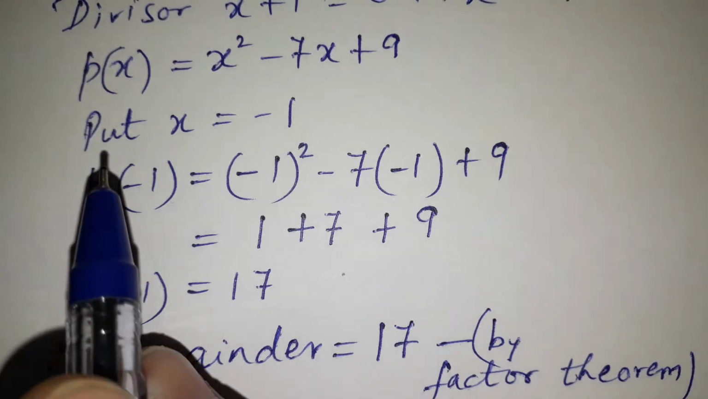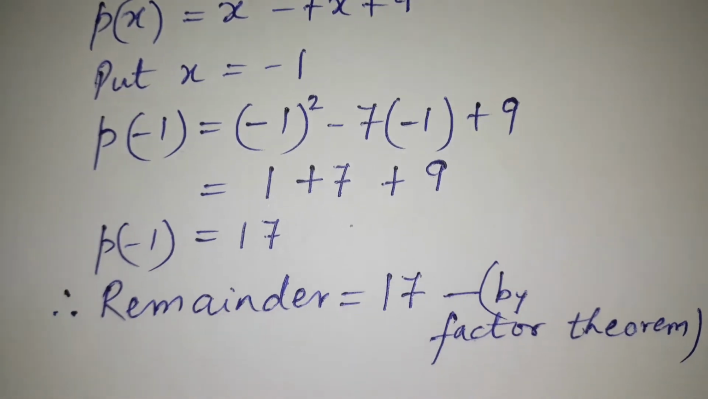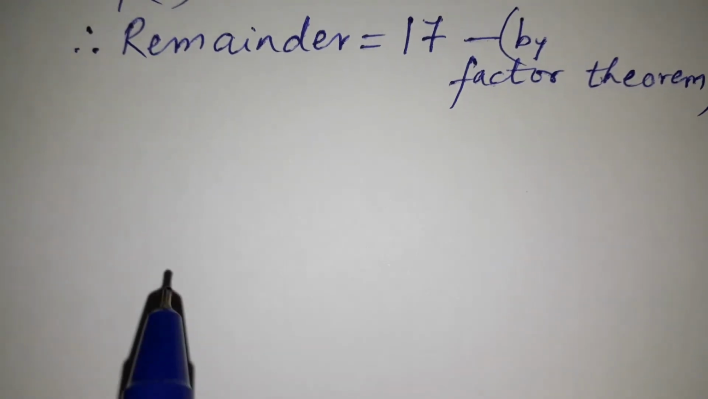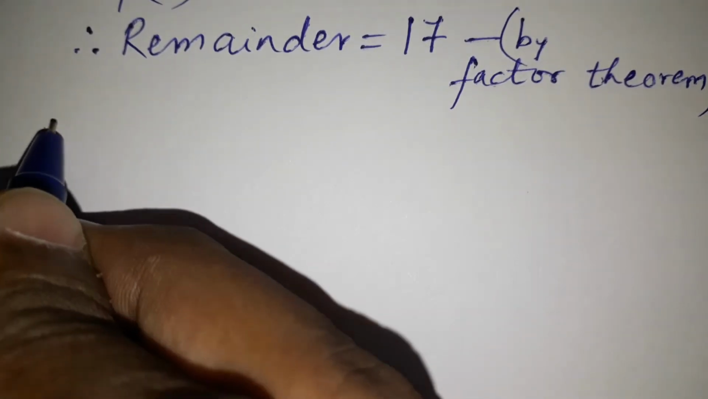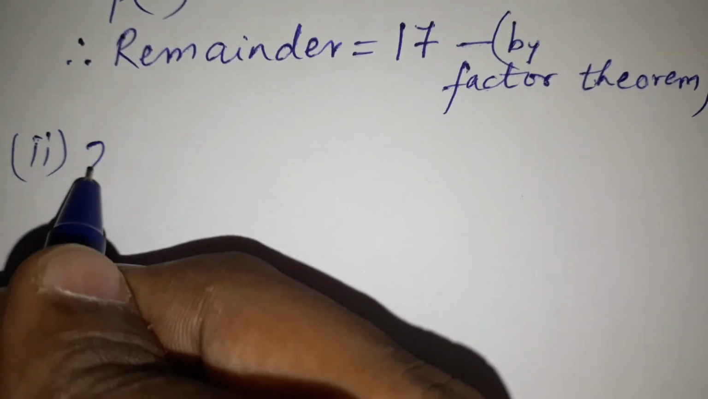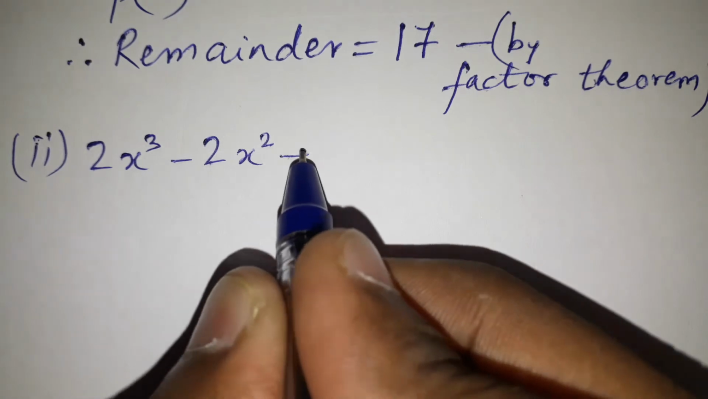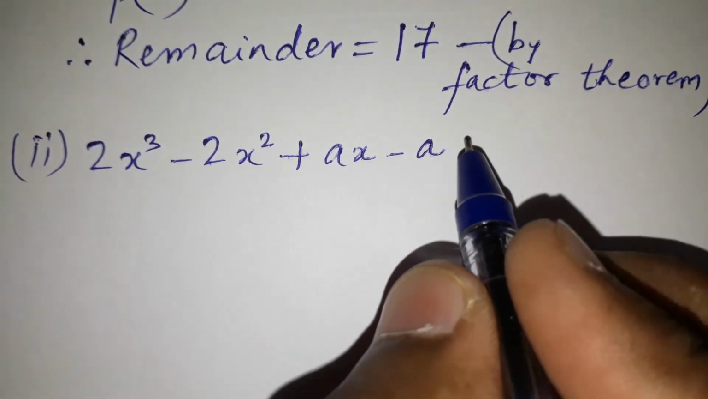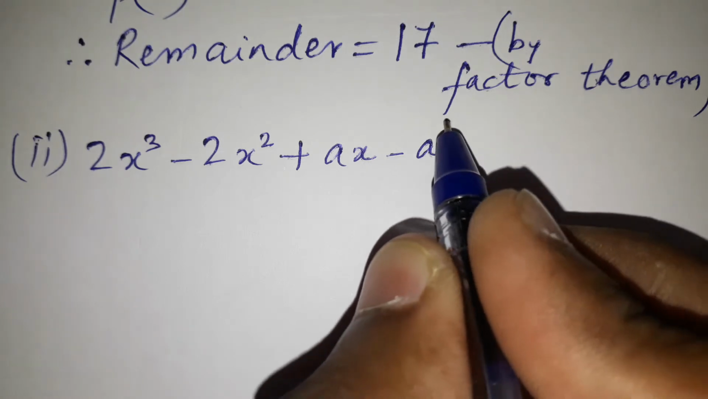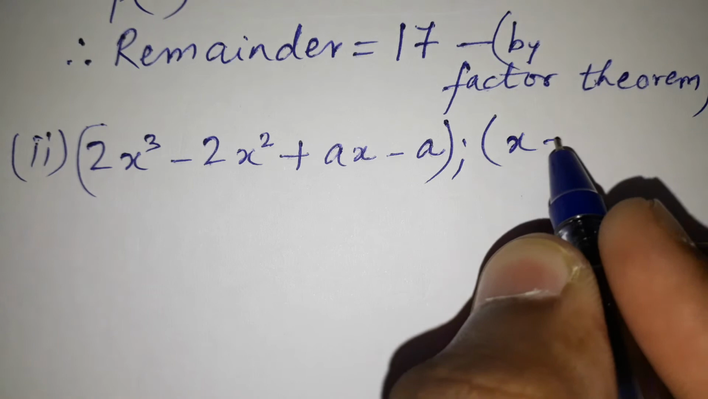So this was sub question number 1 from question number 5. We will solve one more problem here, that will be sub question number 2. So let's do it. Sub question number 2 is given as 2x cube minus 2x square plus ax minus a. Here it needs to be divided by the second polynomial, that is x minus a.